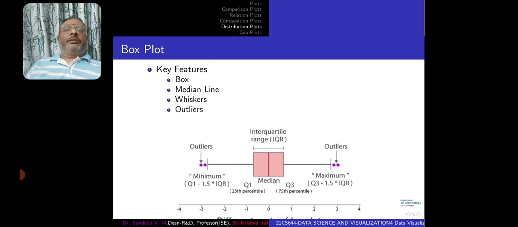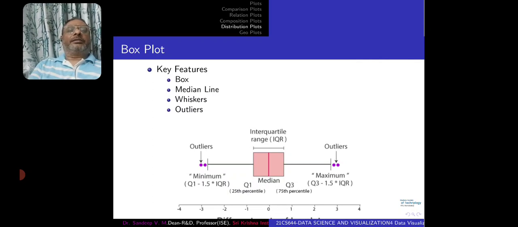Then from Q1 we go down by 1.5 times the IQR, and that is where we call it the minimum. So a line is drawn on the other side of the box, of length 1.5 times IQR, and there we represent the minimum. Any values below that minimum will be outliers. In the same way from Q3 we extend the line by 1.5 times the IQR and call that point the maximum. Any data which is beyond that maximum are assumed to be outliers. So that's how the box plot is represented.